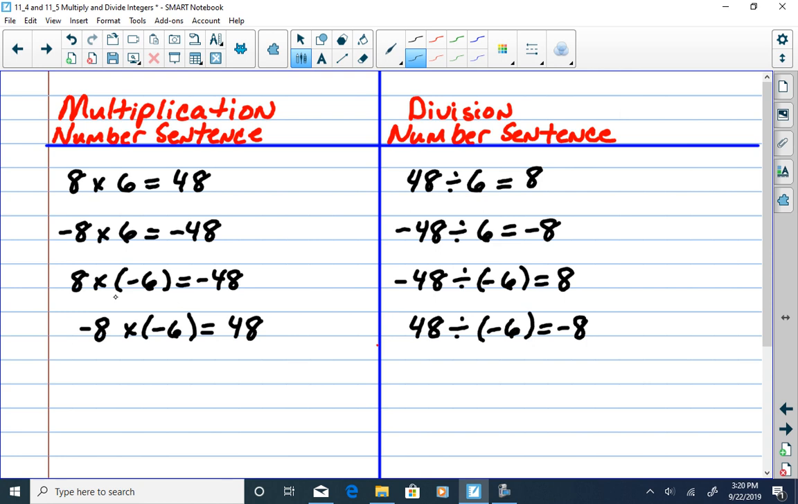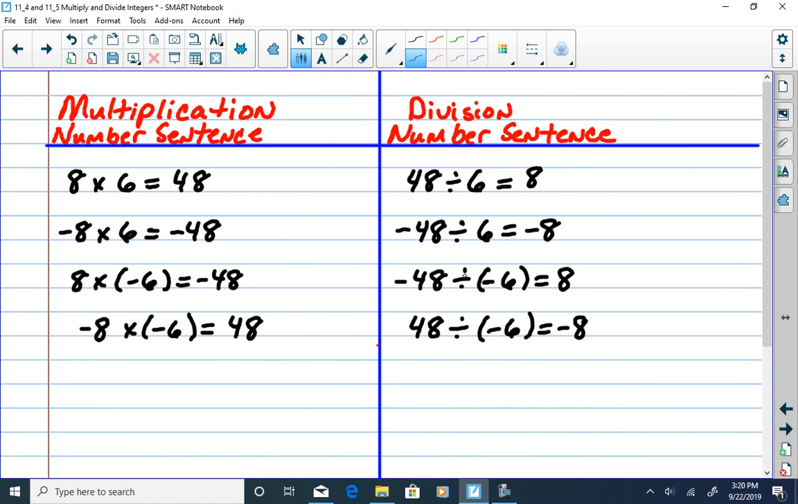Let's look at my next multiplication number sentence. Positive 8 times negative 6, we know, is equal to negative 48. Let's reverse that and see the division number sentence that it's going to create. Negative 48 divided by negative 6 equals positive 8, and that's what we see here.